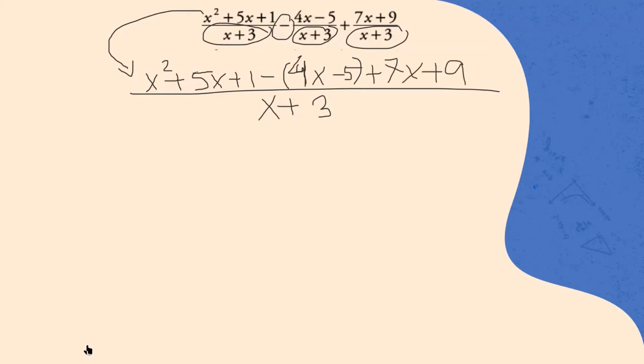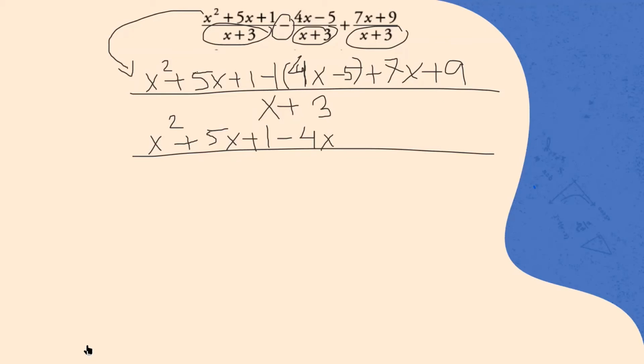Once I do that, I simplify. The first thing I want to do is get rid of the parentheses we created there. There's a negative 1 in here, right? So negative 1 times positive 4x gives you negative 4x, and negative 1 times negative 5 gives you positive 5. Then I'm going to write the rest of it like it is.